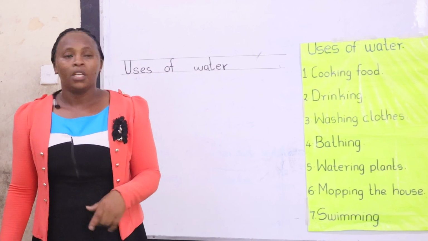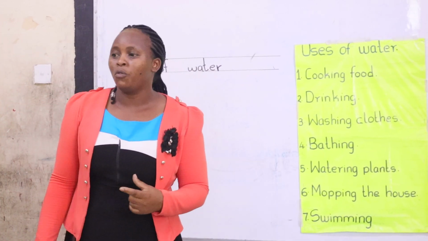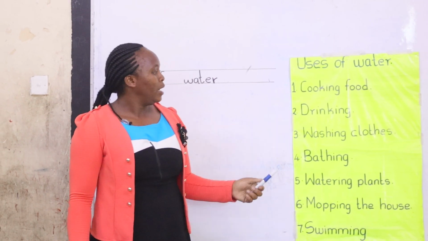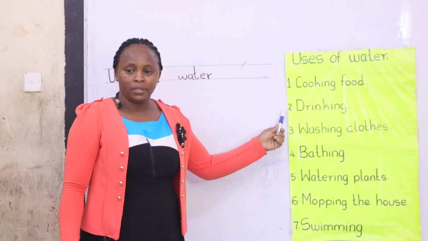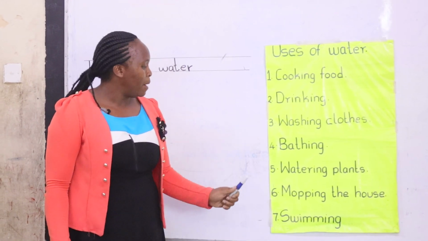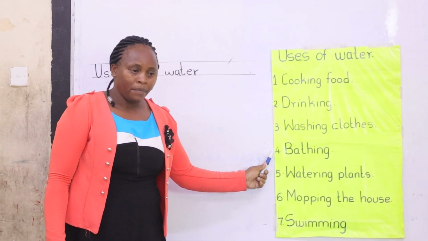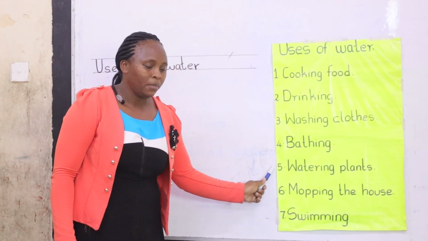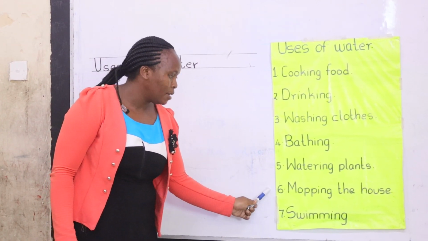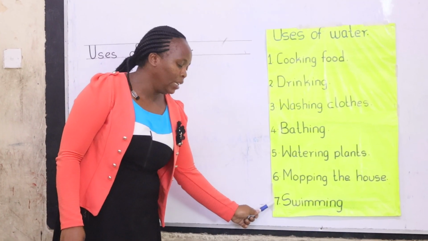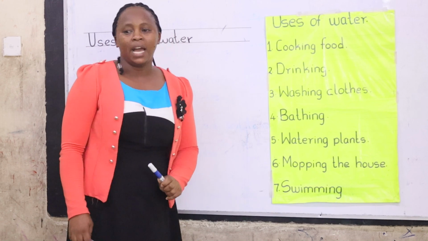Are we together? So let's read these uses of water together. Number one, cooking food. Number two, drinking. Number three, washing clothes. Number four, bathing. Number five, watering plants. Number six, mopping the house. And number seven, swimming. That's good.